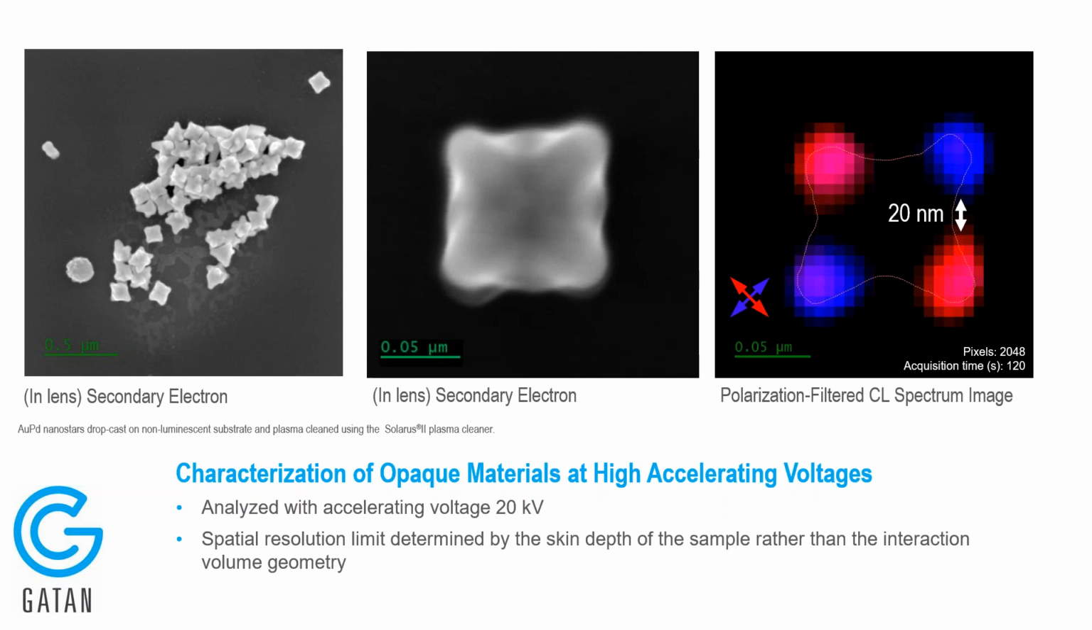However, when we look at the cathodoluminescence map, we see these bright points, these hot spots where strong light emission is taking place at the tips of this nanostar. And those bright emission spots are separated by just 20 nanometers. So we know that the spatial resolution in this material is better than 20 nanometers. And that's purely determined by the material property called the skin depth. The two colors here relate to two different polarization states of the light emitted. It's not important for this discussion, but just in case you were wondering.